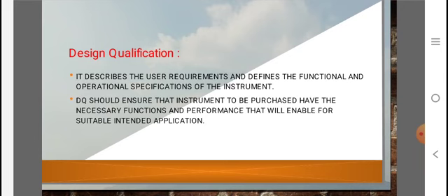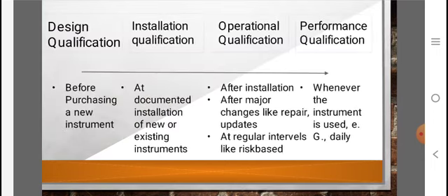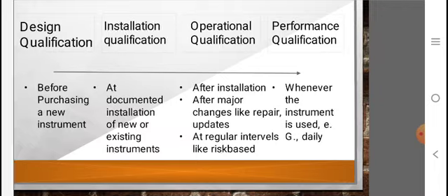Design qualification. It describes the user requirements and defines the functional and operational specifications of the instrument. DQ should ensure that the instrument to be purchased has the necessary functions and performance that will enable its suitable intended application. So design qualification is done before purchasing a new instrument. Installation qualification, a documented installation of new or existing instruments. Operational qualification, after installation, after major changes like repair, updates, and at regular intervals, risk based. Performance qualification, whenever the instrument is used, that is daily.